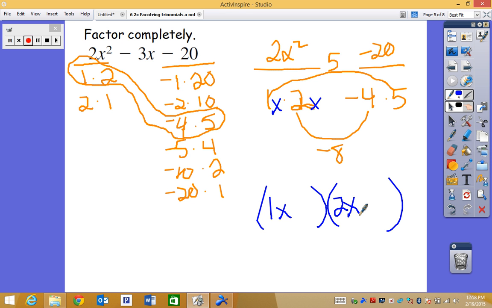And then the outside numbers needed to multiply to give me 5. So these outside numbers here, the 2 on the outside, had to give me 5. So I already have my 1x, so that means that my 5 has to go here.